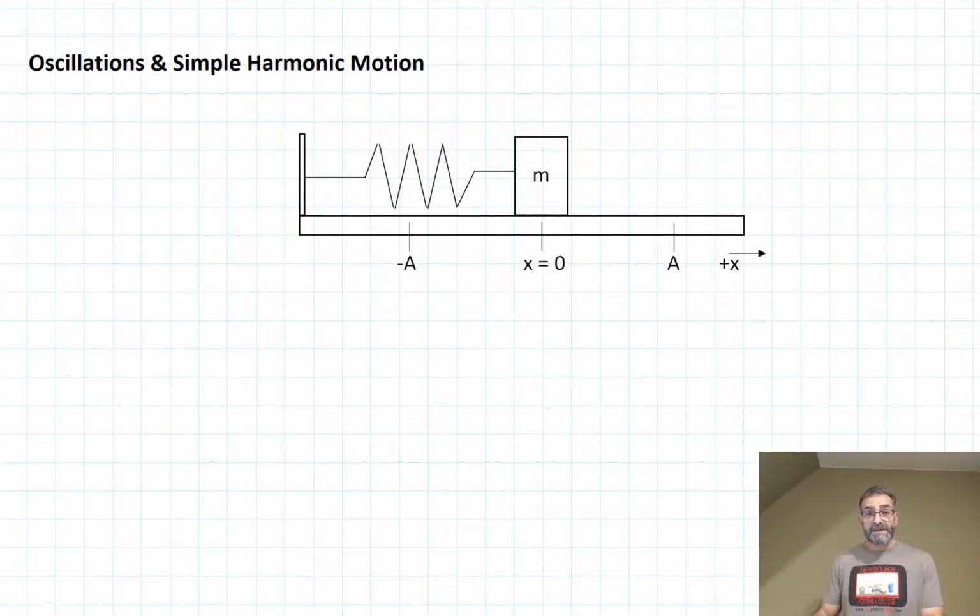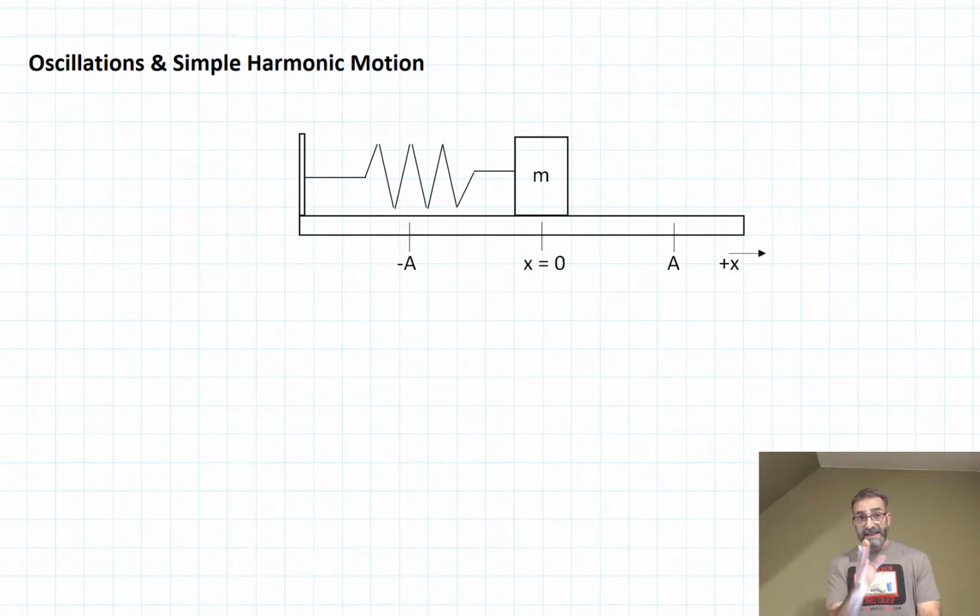There are quite a few systems in physics that oscillate or undergo repetitive or cyclical motion. Think about this mass attached to a spring on a horizontal surface. If this surface is frictionless and we pull the mass a little bit to the right and let go of it, what's it going to do?